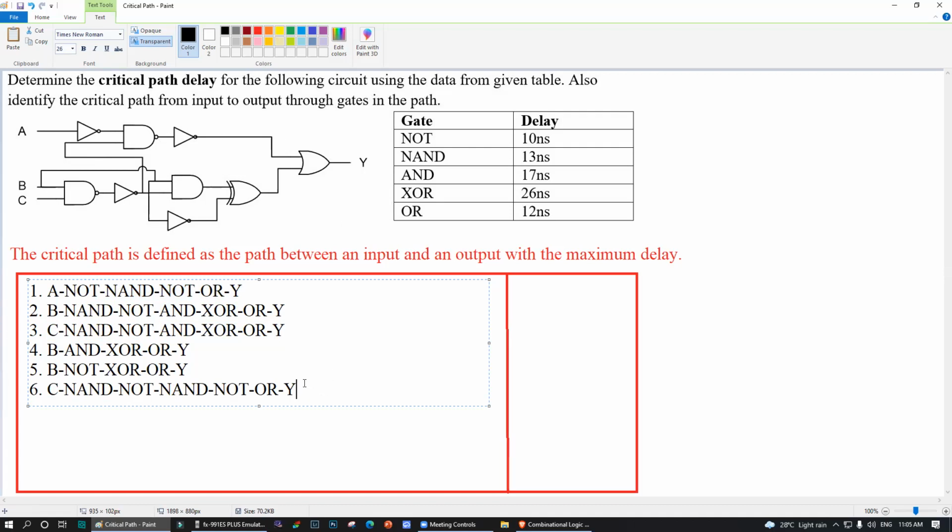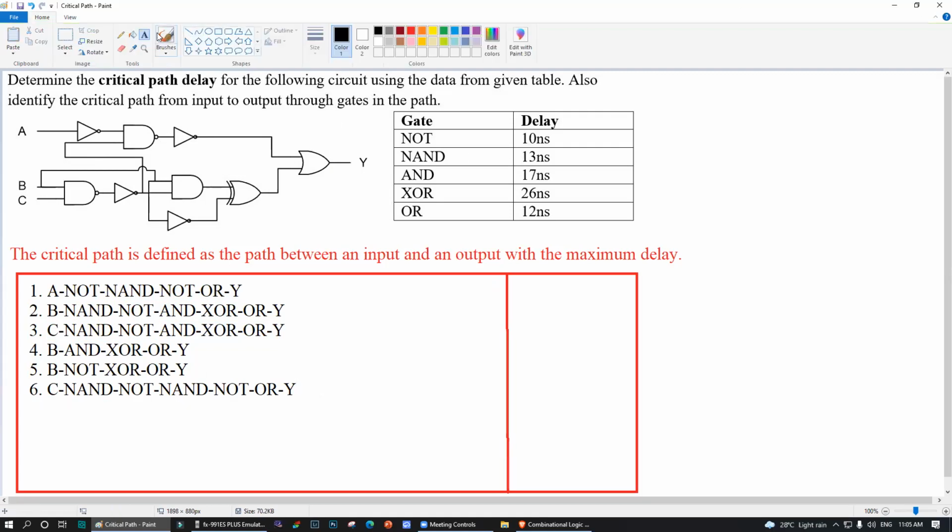So is there any more paths? I don't see any more paths, right? Sir, C, NOT, XOR. No. This one is not a connection. Okay? Understood? This is not a connection. This one, this is a mistake. So the connection, let me draw the connections first, okay?